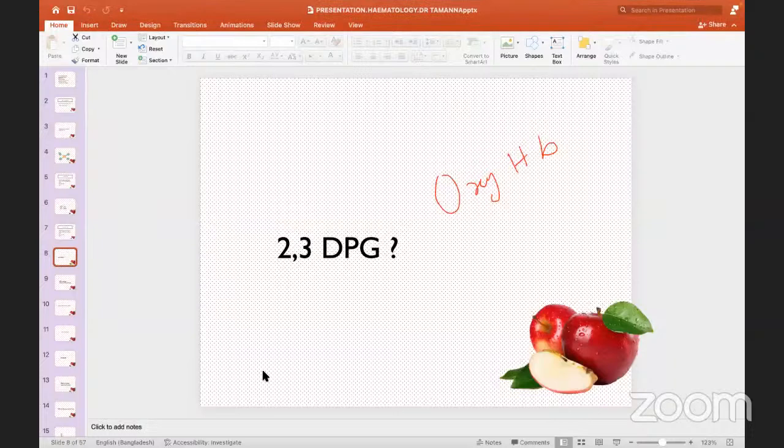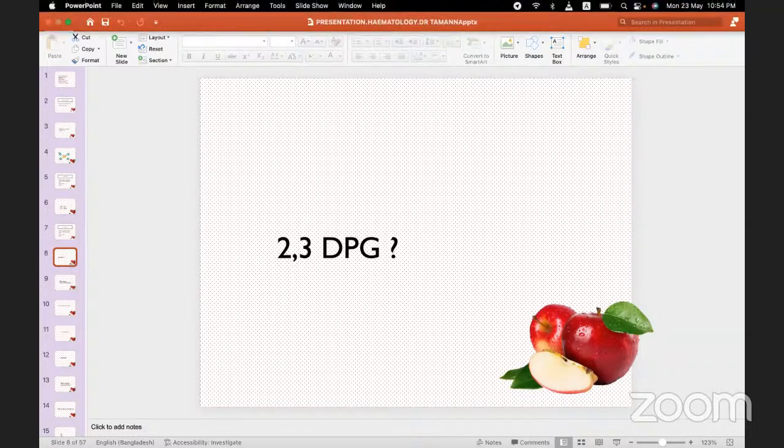But oxygen hemoglobin dissociation curve is a sigmoid shape curve. You all know what is sigmoid shape. This is called sigmoid shape curve. Okay, this sigmoid shape is produced by this 2,3 DPG. Okay, so this is another discussion. So remember, 2,3 DPG has a role in oxygen supply. Okay, is that clear, everyone? Any doubt, any confusion? No.